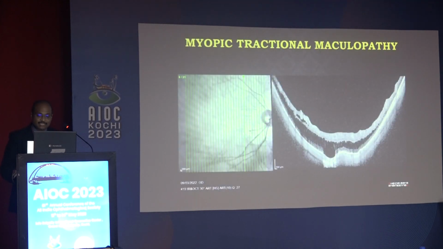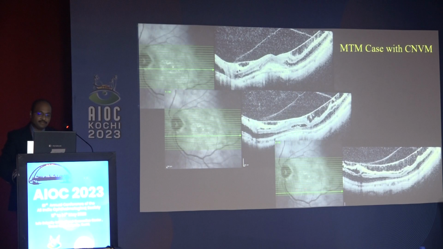I mean, this is myopic tractional maculopathy. You see the dome. When you see on the OCT a dome like this, you know you're dealing with a myopic case because of anteroposterior traction. The macula is split, the retina is pulled up, and you see this kind of example.